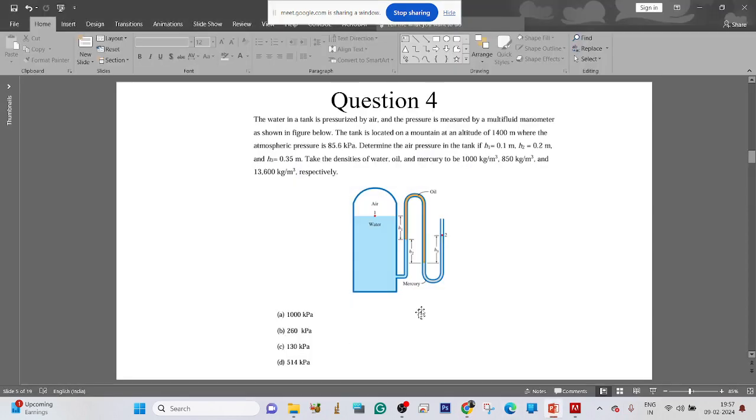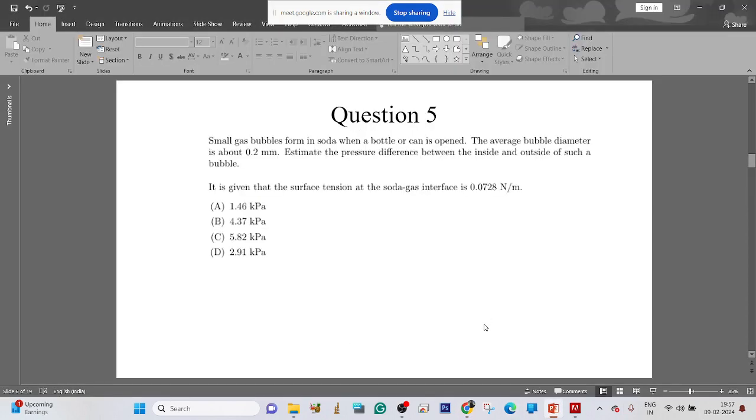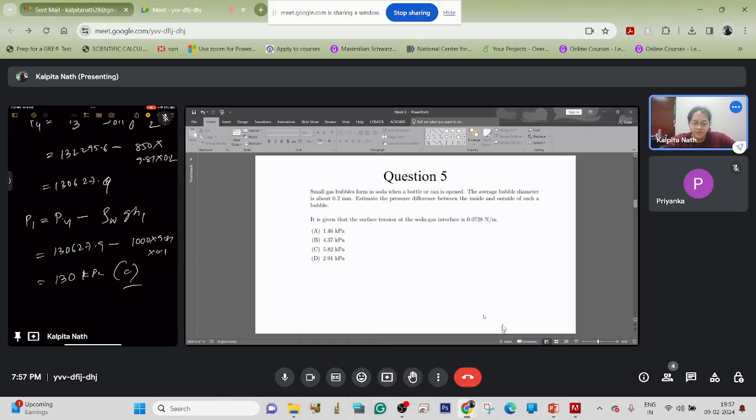We have lots of interesting questions today. Small gas bubbles form in soda when the bottle or the can is open. The average bubble diameter is 0.2. Estimate the pressure difference between the inside and outside of such a bubble. It is given that the surface tension is 0.0728 Newton per meter. Nothing to explain here. Simple formula will suffice. So find this out, okay?